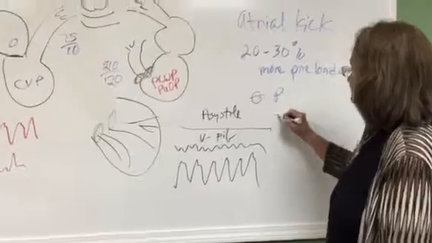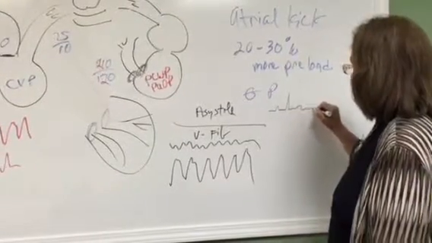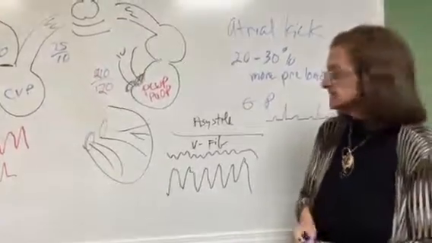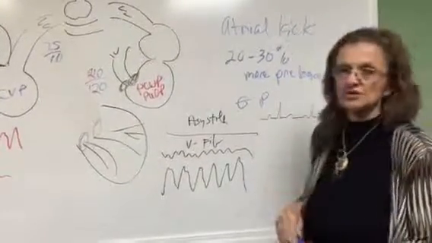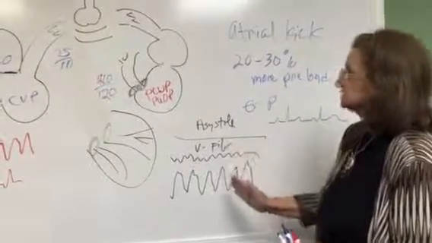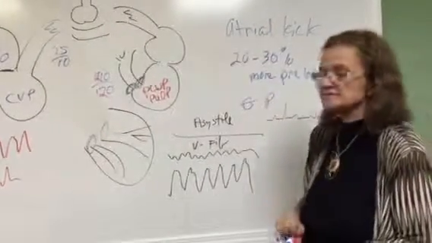And the last one we have is something called PEA, which is a normal-looking rhythm, but it's electrical activity only, and therefore no pulse. So, of course, all the pulseless rhythms have no cardiac output and need compressions.